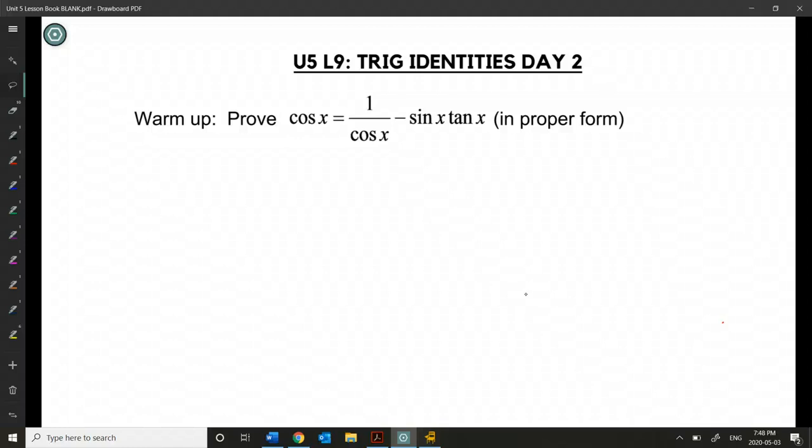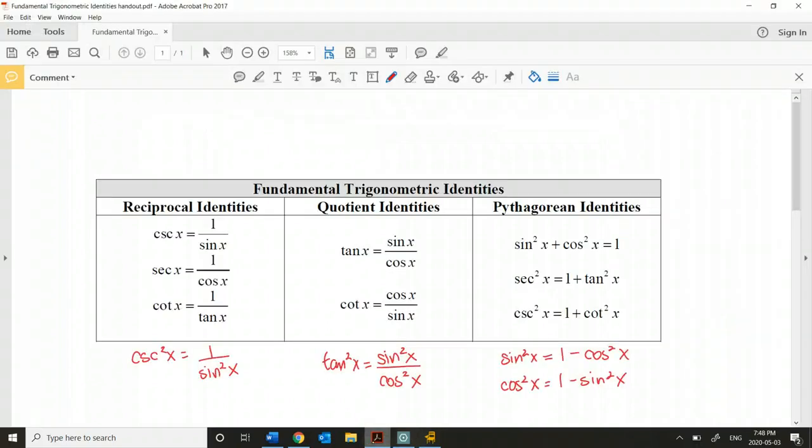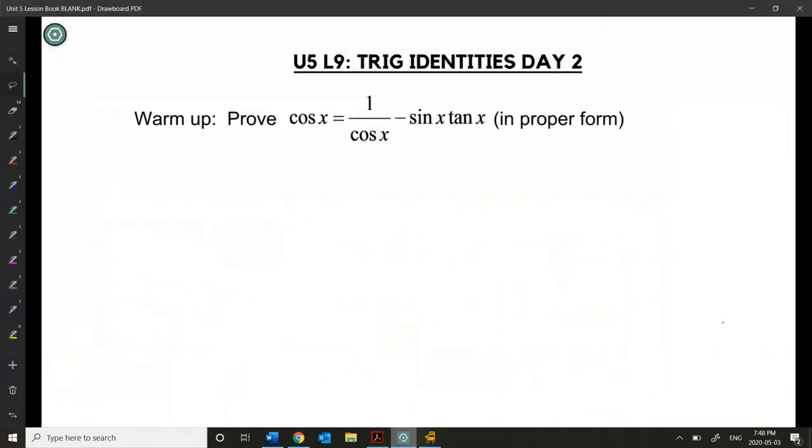Hey guys, today I want to take you through a couple more examples with trig identities, give you a couple more tips, and just remember as we're proving, we always want to have our fundamental trig identity sheet in front of us with the additional ones that I asked you to add to that sheet. These are just rearranged versions of the trig identities above. So try out this warm-up question and take a second to pause the video, and then we'll come back and do it together.